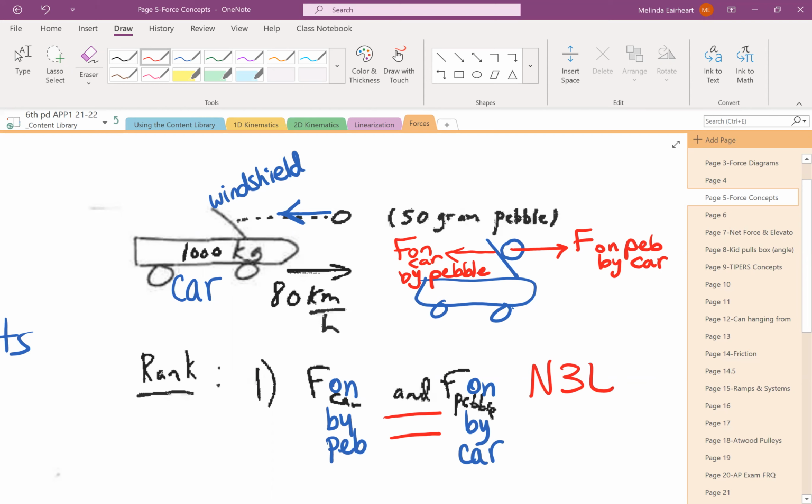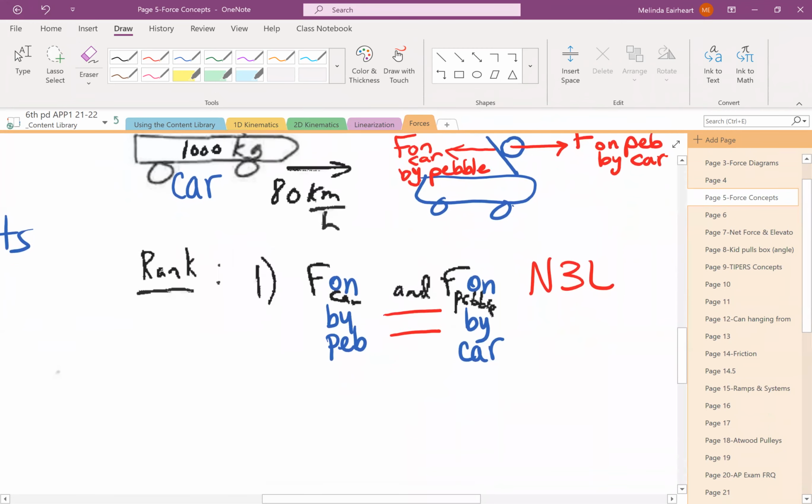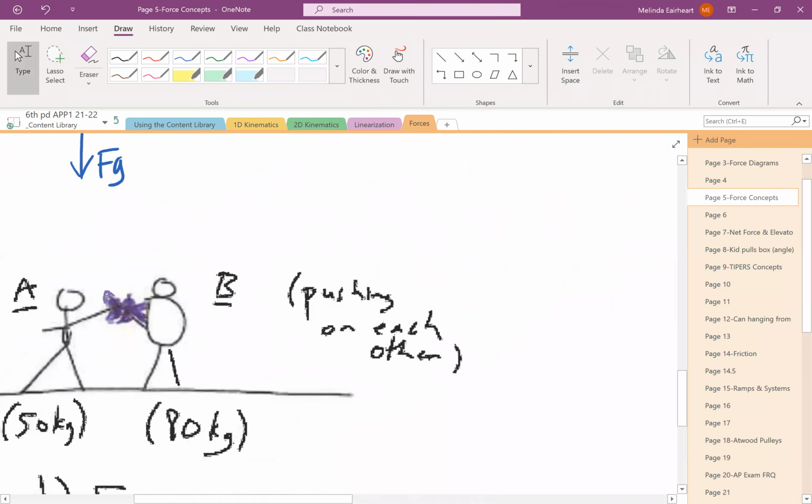Y'all, here's why. The bug doesn't change the velocity of the car because the mass of the bug and the mass of the car are very, very different, yes? And so the bug dies because there's a greater acceleration on the bug. It can't handle it, right? Okay. Does this make sense? Newton's third law? Okay, last one on page 5.